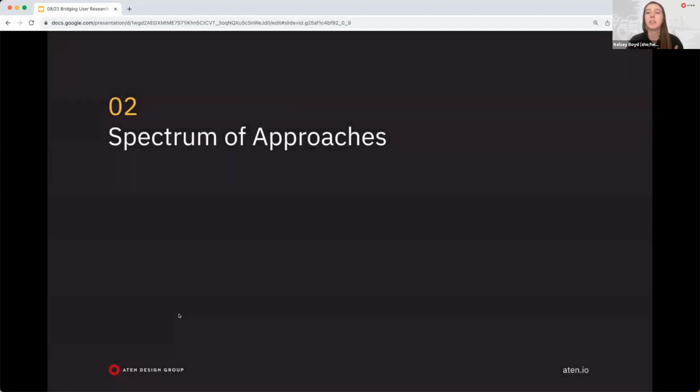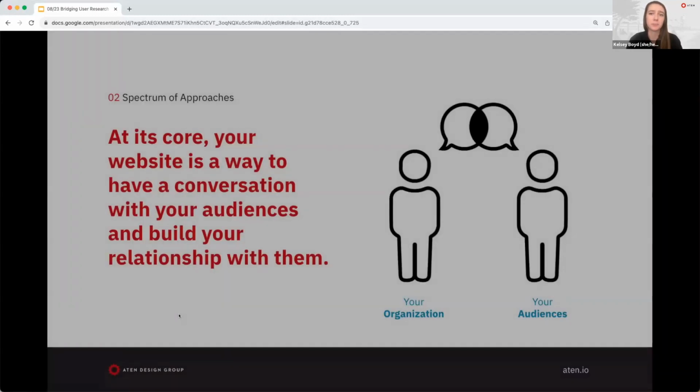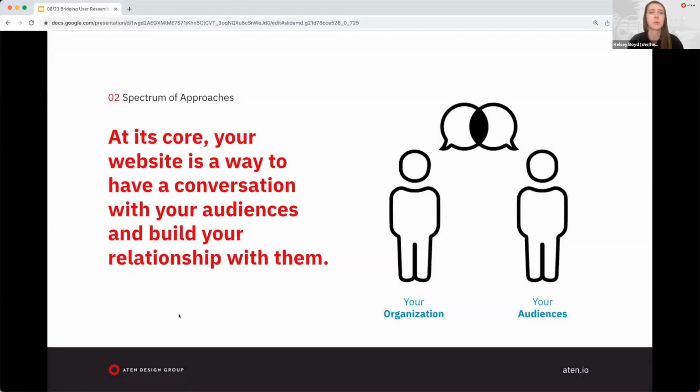So let's start by diving into how we generally approach the strategy process for different types of organizations and institutions that we work with, in order to understand how we approach different types of website projects. It's helpful to consider that at its core, we really consider your website as a way to have a conversation with your audiences and build your relationship with them. So it's a way to have a personal connection.